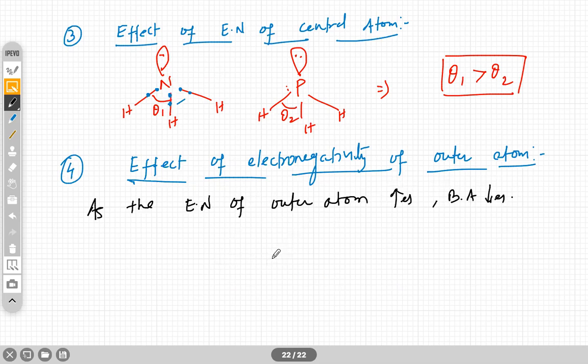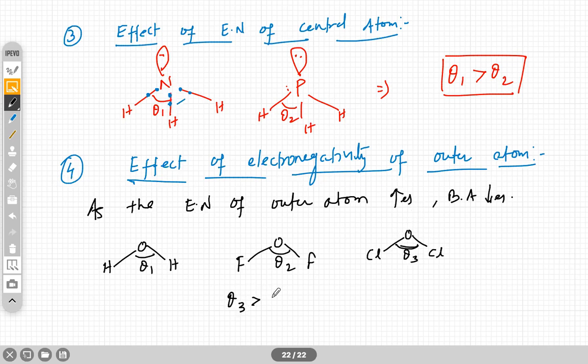But in this, we have some exception that you must remember. In case of H2O, the bond angle is theta 1. In case of F2O, the bond angle is theta 2. In case of Cl2O, the bond angle is theta 3. Right? This is an exception here. Here the order is theta 3 is maximum, then theta 2, and then theta 1. Right? This is an exception you must remember.